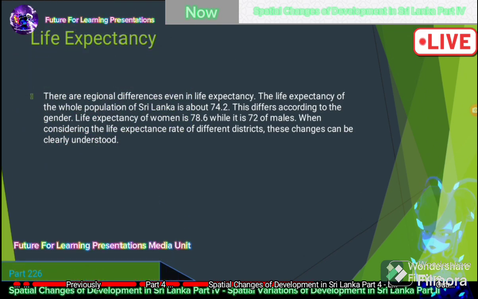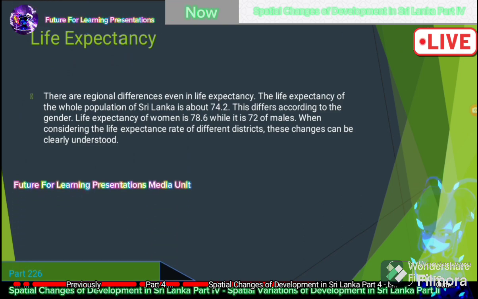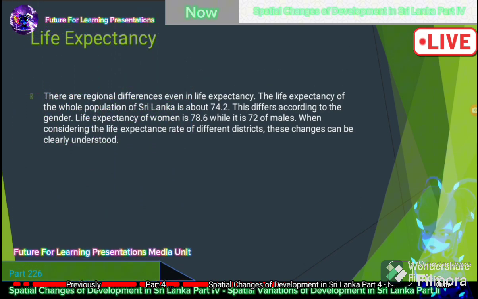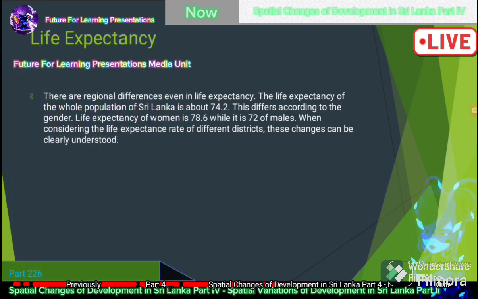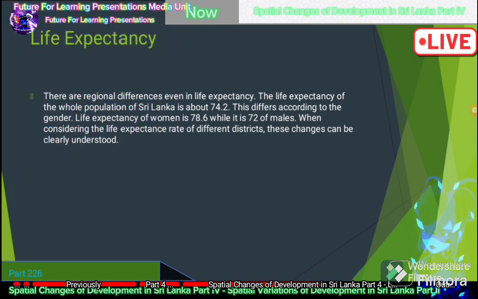I definitely made the third unit paper. Speaking of exams, you can check it out after I finish this entire unit; you can see me doing the paper discussion. When considering the life expectancy rate of different districts, these changes can be clearly understood.